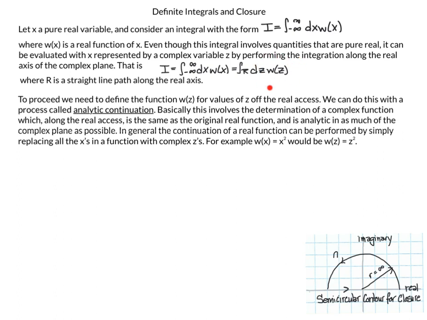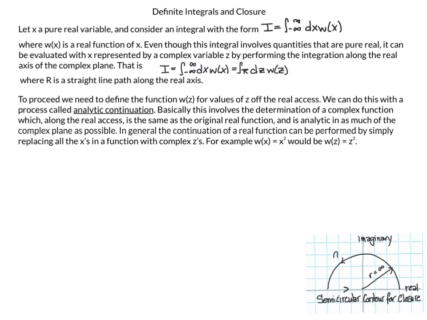This complex function w(z) now becomes valid for values of z, not just the ones that are purely imaginary or on the real axis. We do this with a process called analytic continuation, where on the real axis we have the same function as the original real function, w(x). And we're analytic in as much of the complex plane as possible.